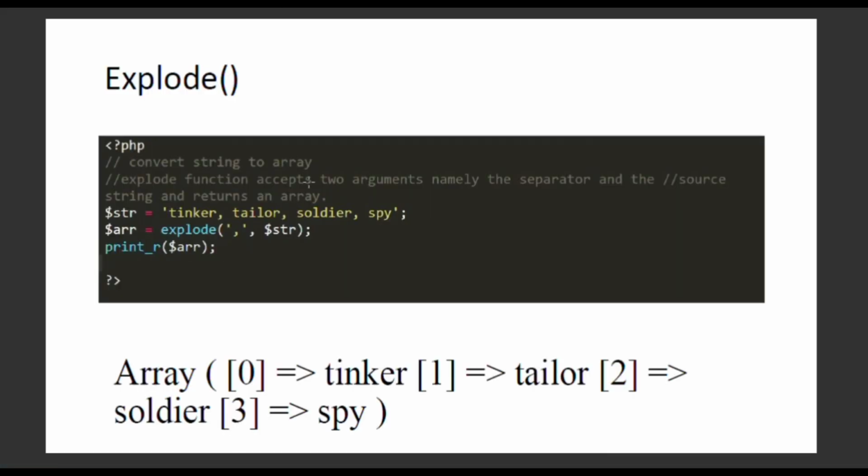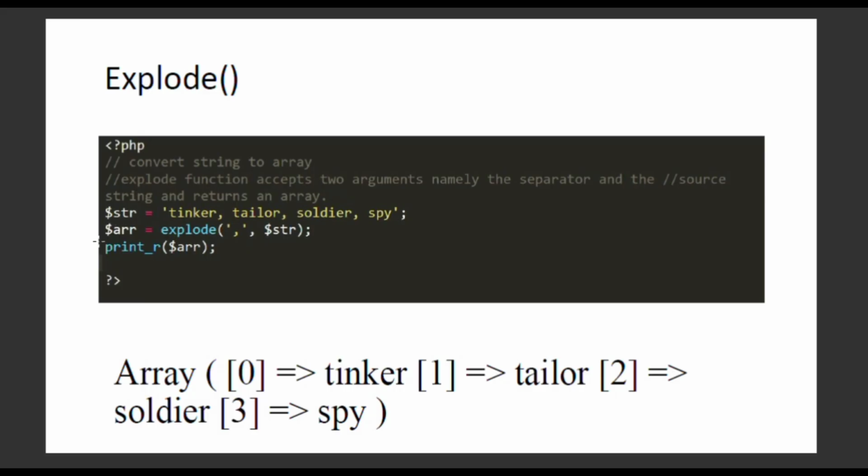Our next function is explode. Explode is used to convert a string into an array based on the delimiter, a character or a symbol used to separate the parts. Here you can see, in the comment section I have given it converts the string to an array. The explode function accepts two arguments, namely the separator and the source string, and returns an array.